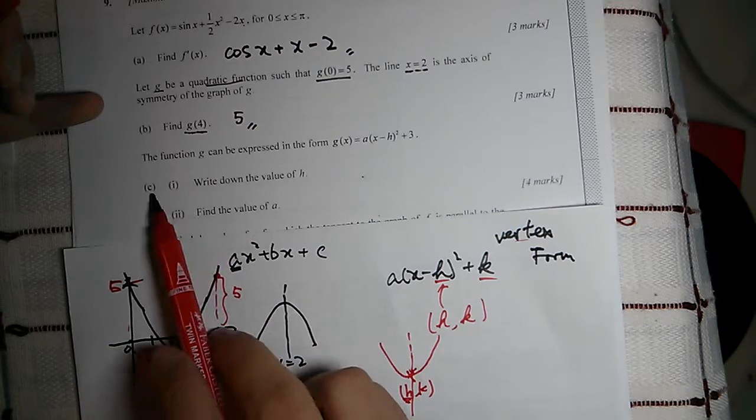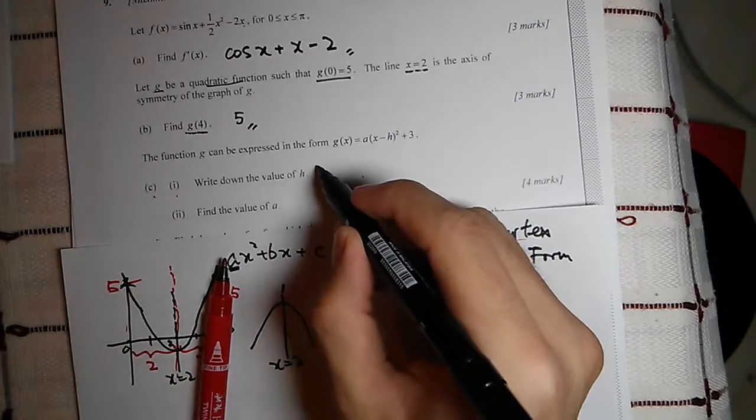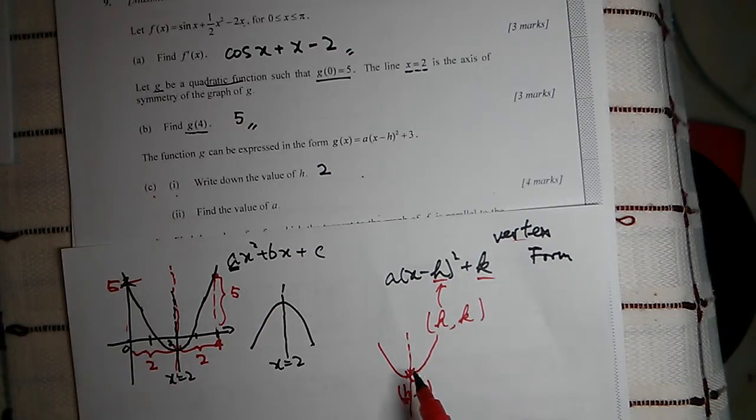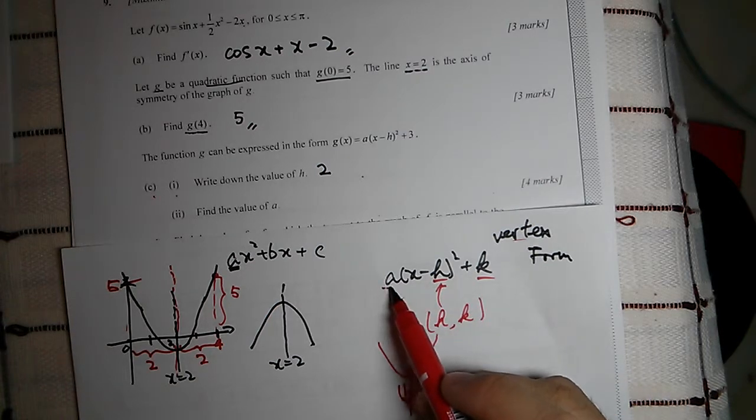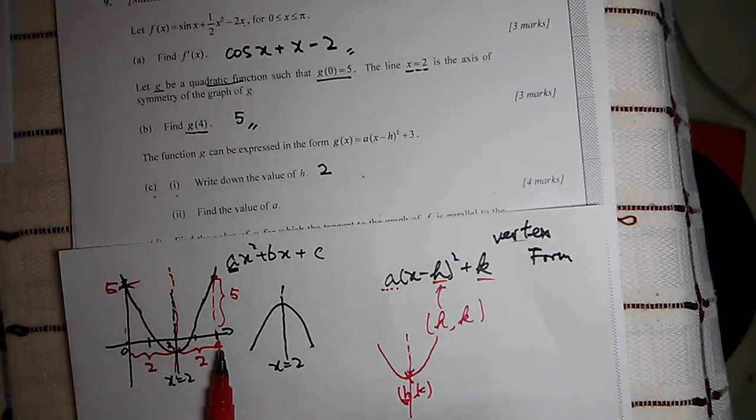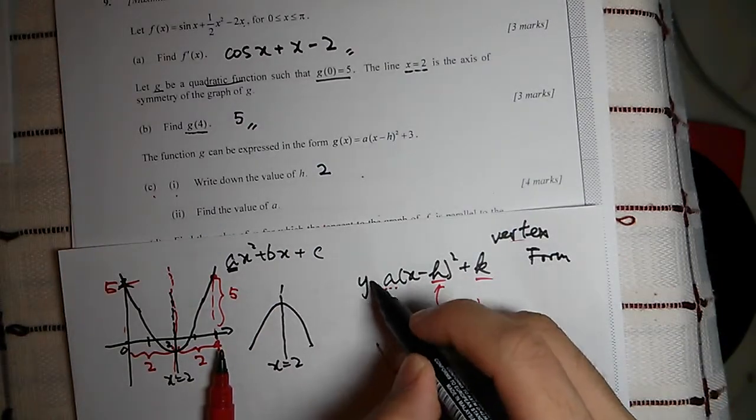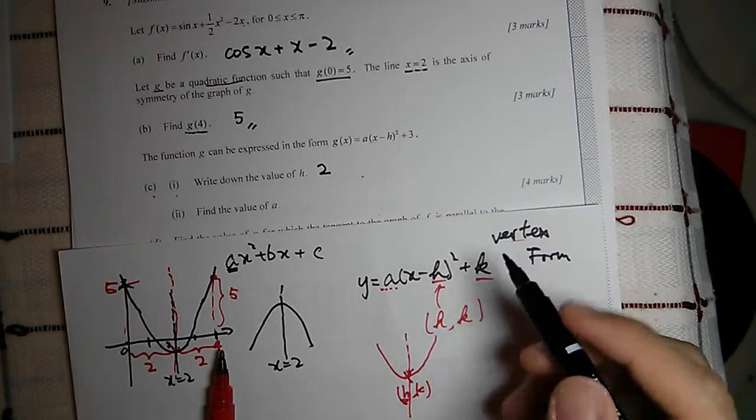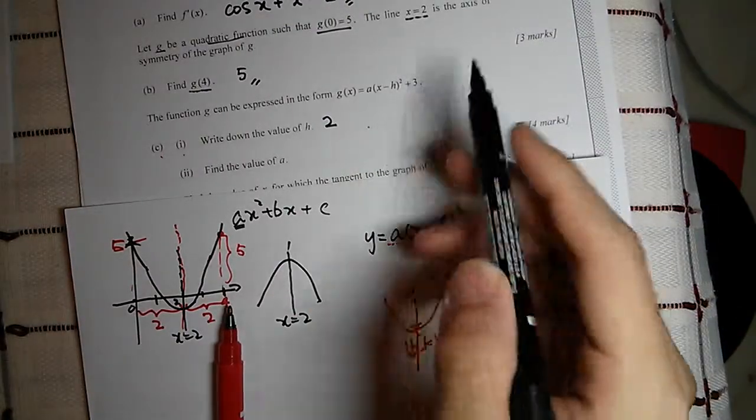So that's what part C1 asks: the value of h is 2. Next, you're looking for the value of a. Now, h and k give you the vertex. But what about a? If you remember doing questions like this, we find a by plugging numbers in. From the question we already know the values of h and k.